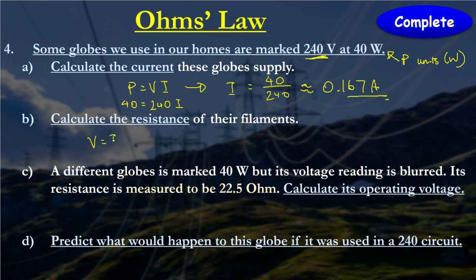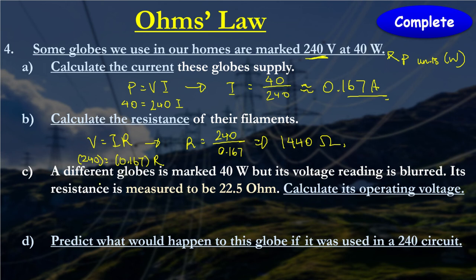It says calculate the resistance in their filament. So this time we're using Ohm's law. And again, what you should be doing is trying to substitute your values in first. So we have R equals our 240 volts divided by this value here. And in 3 sig figs again, we get roughly 1,440 ohms.